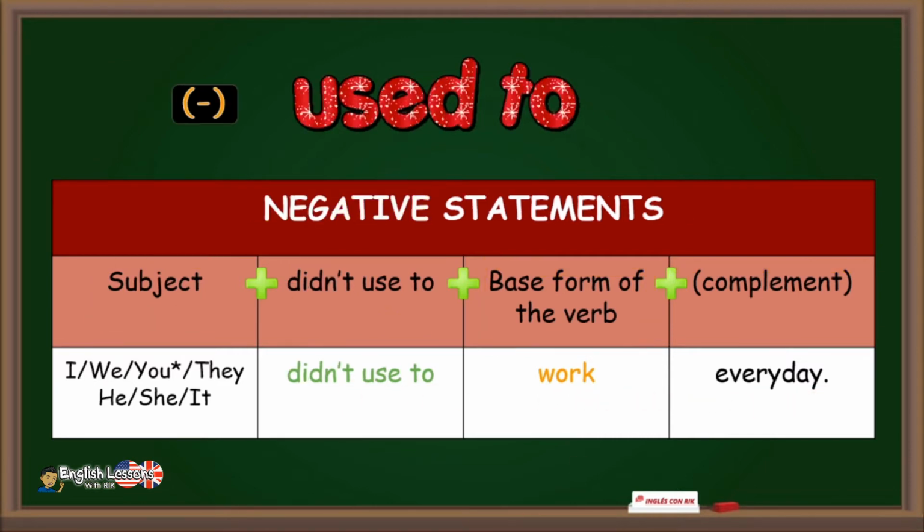In order to write negative statements using used to, you must write first the subject plus didn't used to plus base form of the verb plus complement if it is needed. Examples: I didn't used to work every day. You didn't used to work every day. She didn't used to work every day.